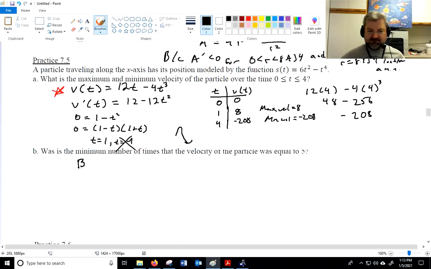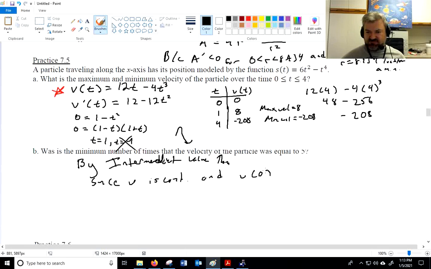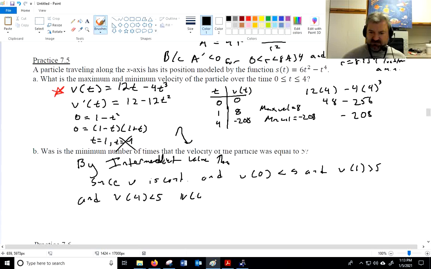So I'm going to say by the intermediate value theorem, the IVT, since v is continuous, and v of 0 is less than 5, and v of 1 is greater than 5, and v of 4 is less than 5, v of t equals 5 at least 2 times. So that's how that goes.